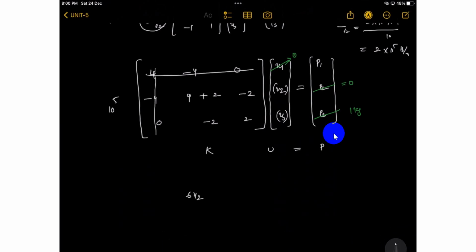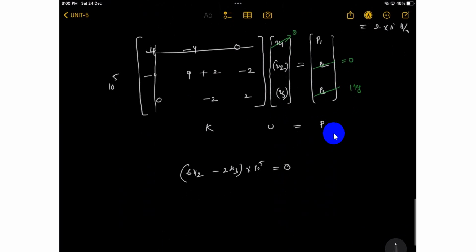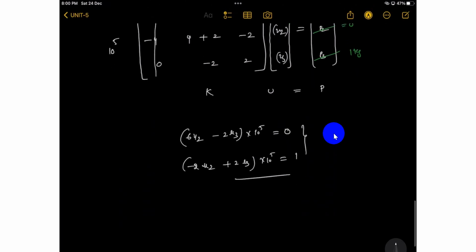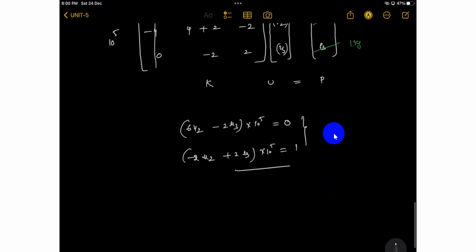6u2 minus 2u3 into 10 power 5 is equal to 0. Next equation, minus 2u2 plus 2u3 into 10 power 5 equal to 1. So those are the two equations. Two equations, two unknowns. Solve it and you will get the values.